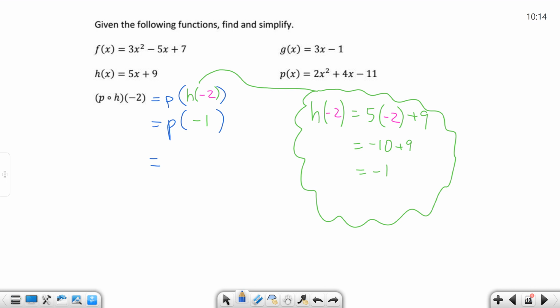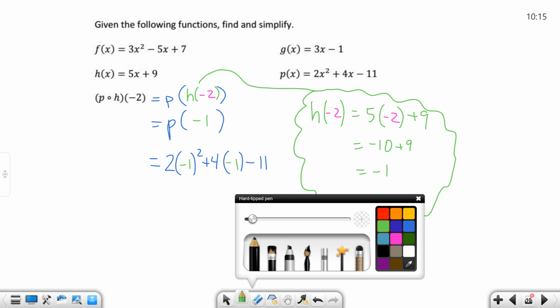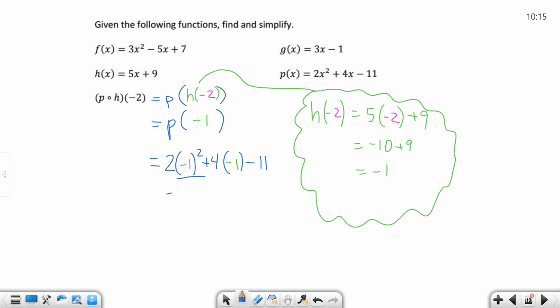Evaluating a function. What is my rule for P? That's this one, 2 times something squared plus 4 times something minus 11. What is that something? Well, it's what I just found. It's negative 1, right? So I begin to work this. I say, okay, this is going to be negative 1 squared. It's going to be 2 times 1. And then put those together. Multiply. It's going to be negative 4 minus 11. And then we're going to multiply those and get 2. And then put those together. Right, they're already, can't do anything else with them. Might as well combine them. Minus 15. And 2 minus 15 is what? Negative 13. Negative 13.